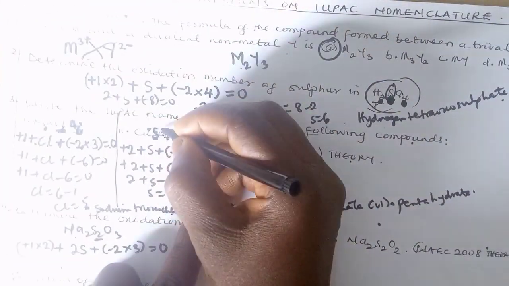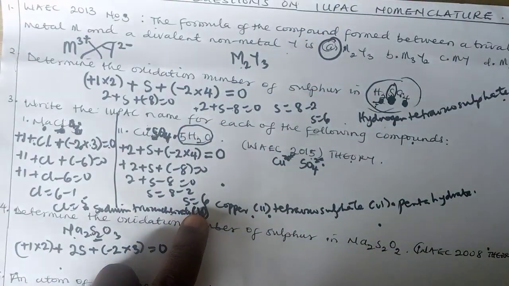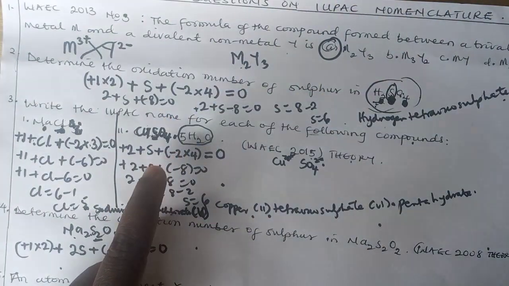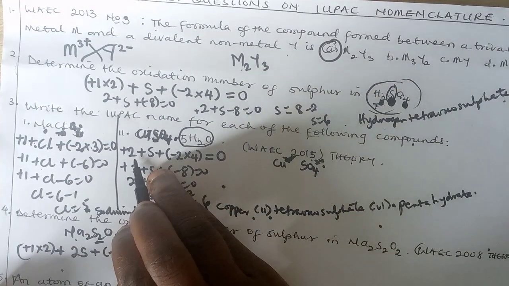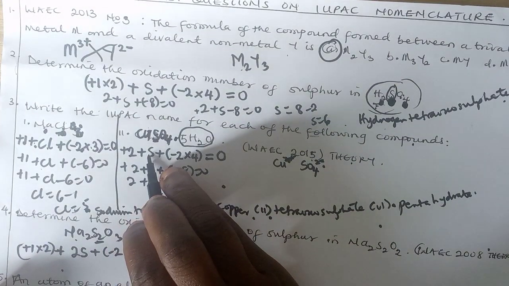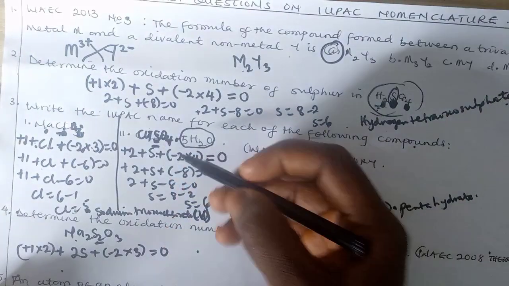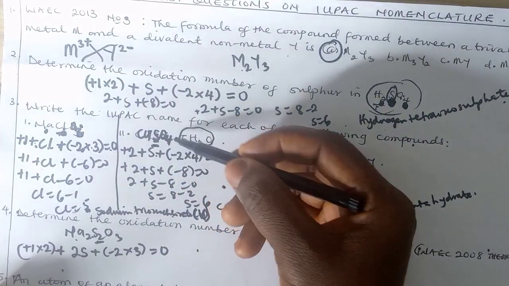Another example here is a pentahydrate compound. That is a hydrated compound. It's still WAEC 2015, where we have copper sulfate .5H2O. Here the oxidation number of copper is +2, plus sulfur that we want to calculate, that's the central element, plus then oxygen is -2.